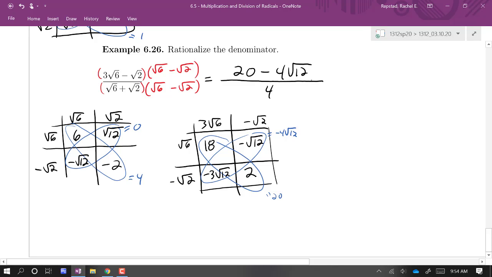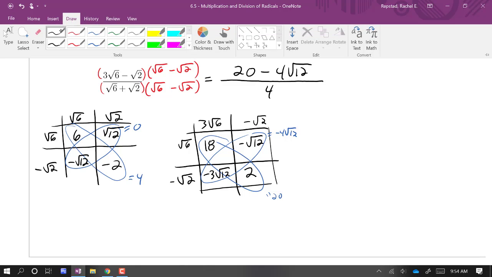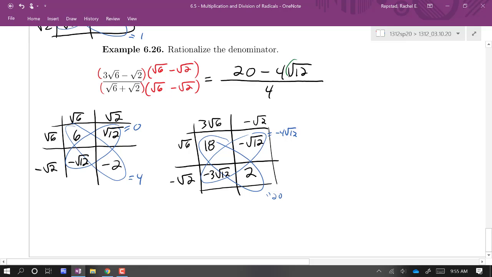There's a couple things that we're going to need to work on. The first thing that catches my eye is that root 12 is not simplified. Right? That's a square root. 12 certainly contains a perfect square factor. It's 2 squared times 3. So root 12 is 2 root 3, and I can rewrite that now as 20 minus 8 root 3 over 4. What else can we do?